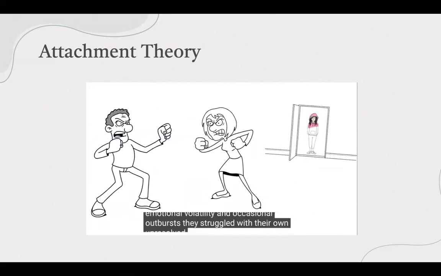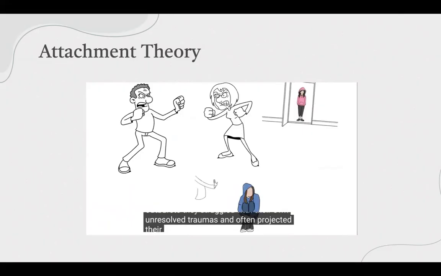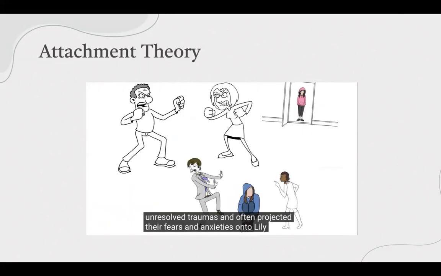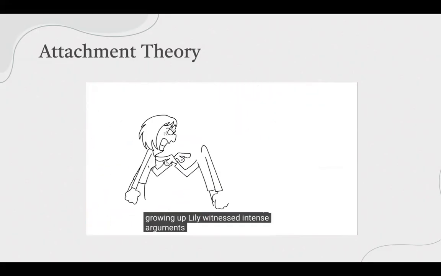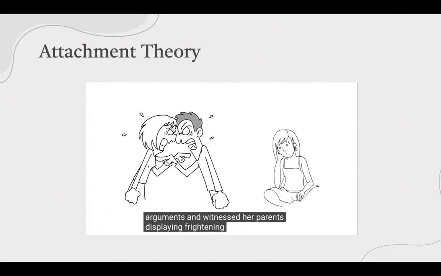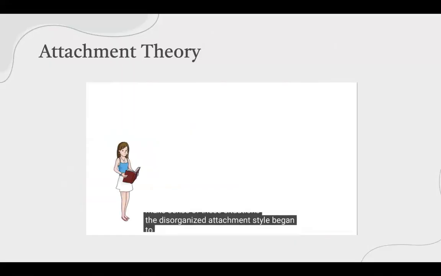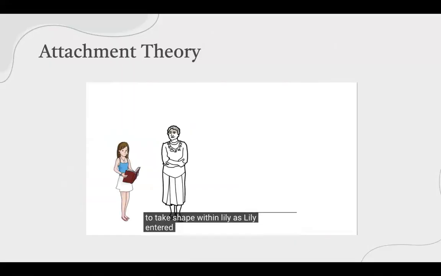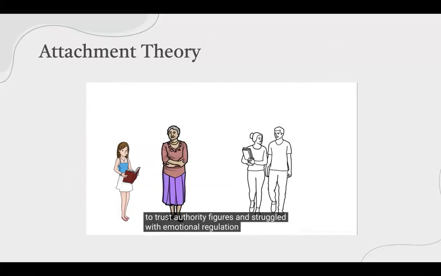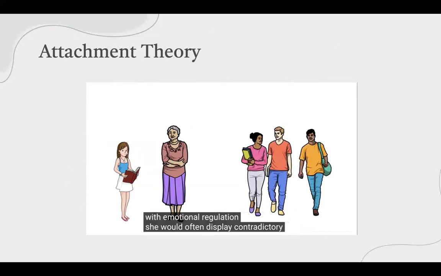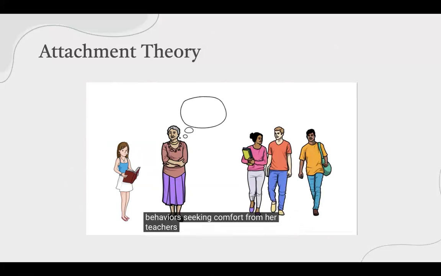They struggled with their own unresolved traumas and often projected their fears and anxieties onto Lily. Growing up, Lily witnessed intense arguments and her parents displaying frightening behavior towards each other. She experienced a sense of confusion, not knowing how to respond or make sense of these situations. The disorganized attachment style began to take shape within Lily. As Lily entered school, she found it challenging to trust authority figures and struggled with emotional regulation. She would often display contradictory behaviors, seeking comfort from her teachers, but becoming fearful and anxious in their presence.